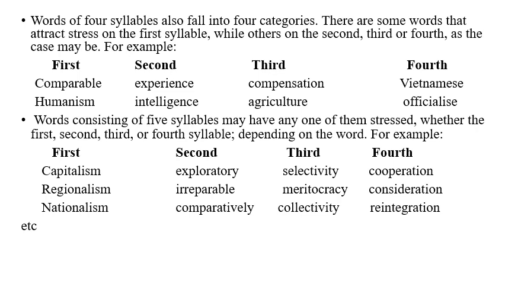Words of four syllables fall into four categories. There are some words that attract stress on the first syllable, while others on the second, third, or fourth, as the case may be. For example, comparable on the first, experience on the second, compensation on the third, Vietnamese on the fourth, humanism, intelligence, agriculture, officialize. Words consisting of five syllables may have any of them stressed, whether the second, third, fourth, or fifth syllable, depending on the words.